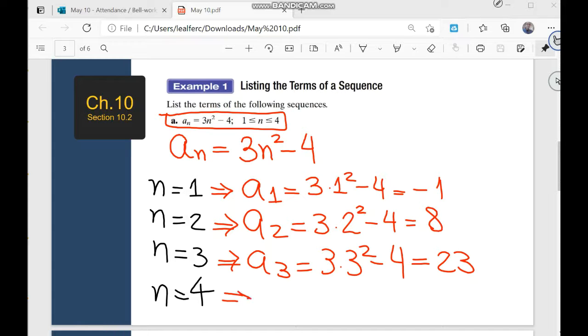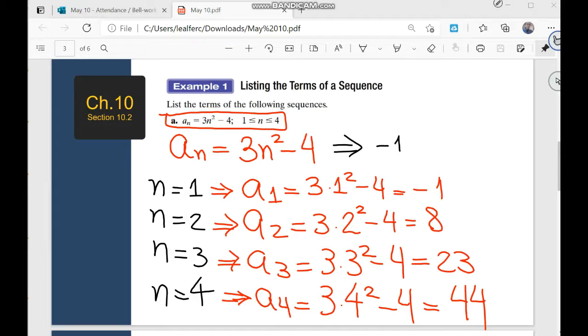And A4 is the fourth term, 3 times 4 squared minus 4. And 3 times 16, 48. 48 minus 4, 44. That sequence will be negative 1, 8, 23, and 44. Okay.